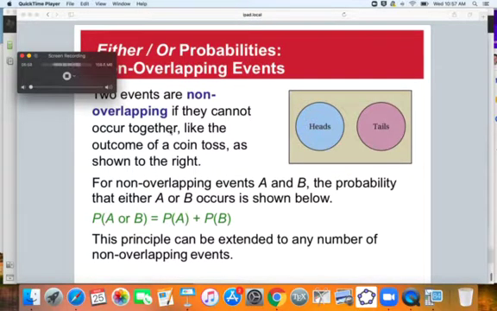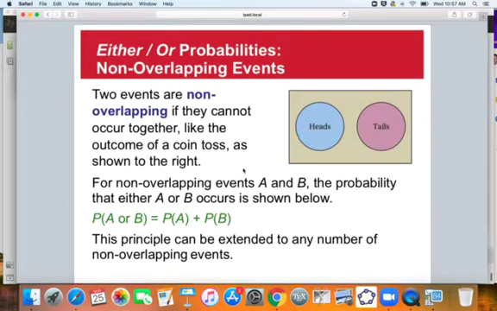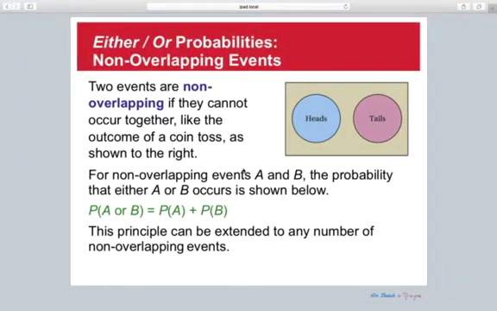All right, so we're going to jump to non-overlapping events and either-or probabilities here. Two events are non-overlapping if they cannot occur together. So to give an example here of flipping a coin, heads and tails are non-overlapping because when you flip a coin, it's either heads or tails, and they can't happen together.